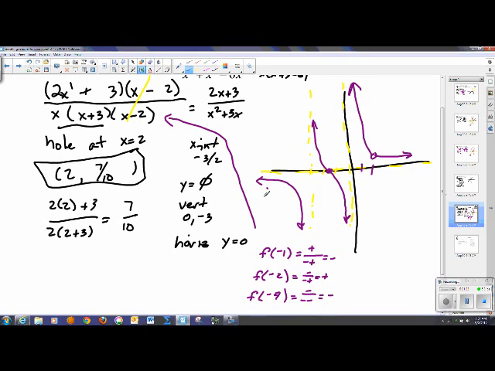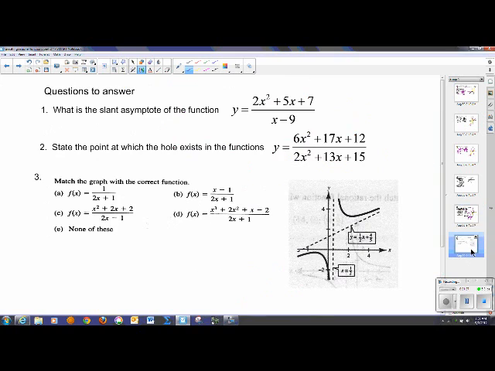All right, so today we've looked at holes and slant asymptotes. Questions for you to answer are right here. Do your best with that, and we'll go over it tomorrow. Thanks.